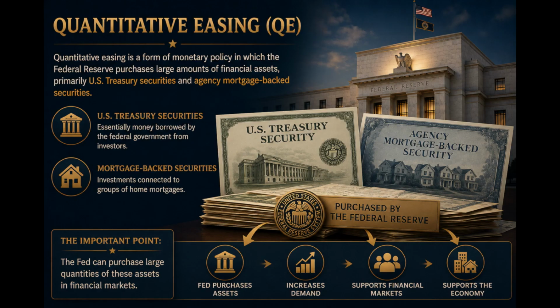Quantitative easing is a form of monetary policy in which the Federal Reserve purchases large amounts of financial assets, primarily U.S. Treasury securities and agency mortgage-backed securities. Treasury securities are essentially money borrowed by the federal government from investors. Mortgage-backed securities are investments connected to groups of home mortgages. For understanding QE, the important point is that the Fed can purchase large quantities of these assets in financial markets.